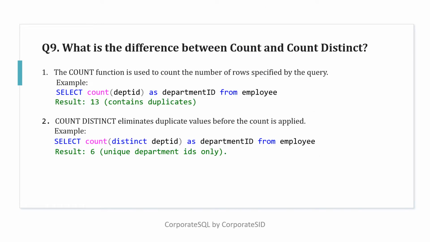What is the difference between count and count distinct? The count function is used to count the number of rows specified by the query, whereas count distinct eliminates duplicate values before the count is applied.